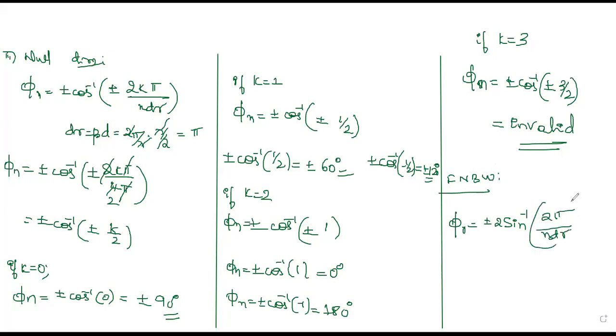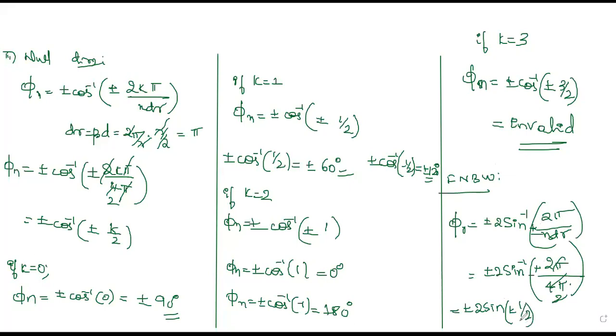By NdR. Now you know the value of dr, it is pi. 2 sine inverse of 2 pi by n is equal to 4. This is again pi. So again here you have plus or minus 2 sine inverse of plus or minus 1 by 2. So what is the value? Plus 1 by 2 and minus 1 by 2.